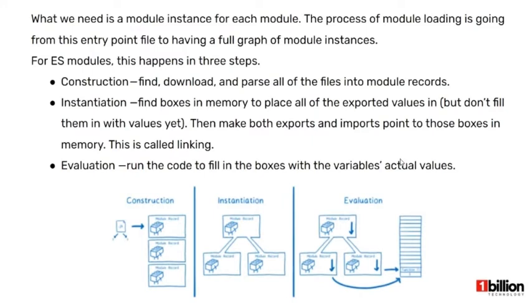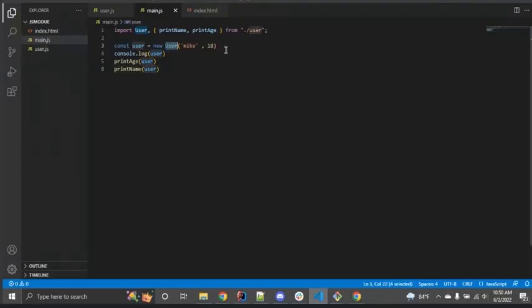For each module, this happens in three steps: construction, then instantiation, and then evaluation. In construction, it will search for the files, download them, and parse all the files into module records. Then it finds the boxes in memory, and makes both exports and imports point to the boxes in memory, and this is what is called linking. In that way, it will be linked wherever we want to use it. And then evaluation runs the code to fill in the boxes with the actual values of the variables. So for example, in this, we have created the user right over here.